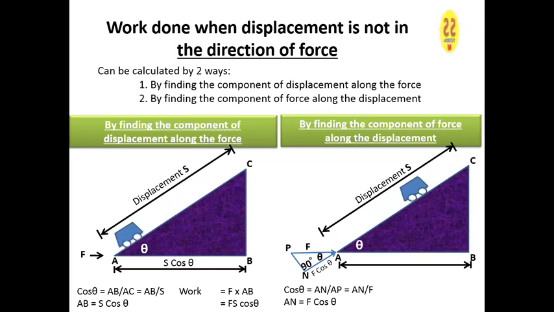Now you can calculate the work done. Work done is equal to the force applied along the direction of the displacement, that is F cos theta, into the displacement S. So our work done is equal to Fs cos theta. These are the two methods by which we can calculate the work done if the displacement is along an inclined plane, or if the displacement makes some angle with the direction of the action of the force.